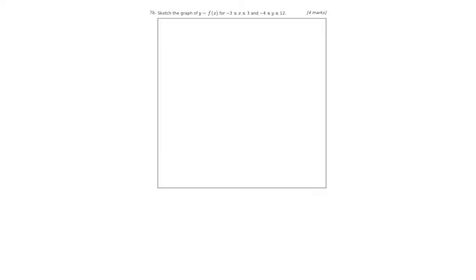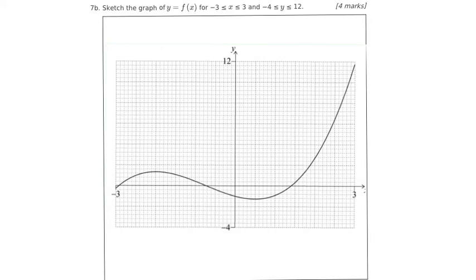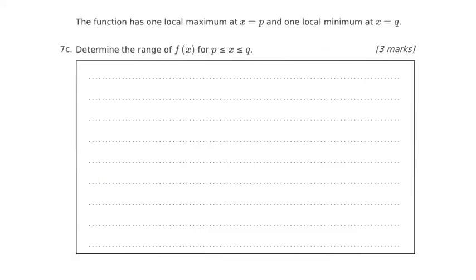7b, sketch the graph of f of x for x between -3 and 3, and y between -4 and 12. In order to do this, you use your GDC. Draw it on a GDC with that as your window, and copy the graph exactly. And there is the sketch of the graph. The function has one local maximum at x equals p and one local minimum at x equals q.